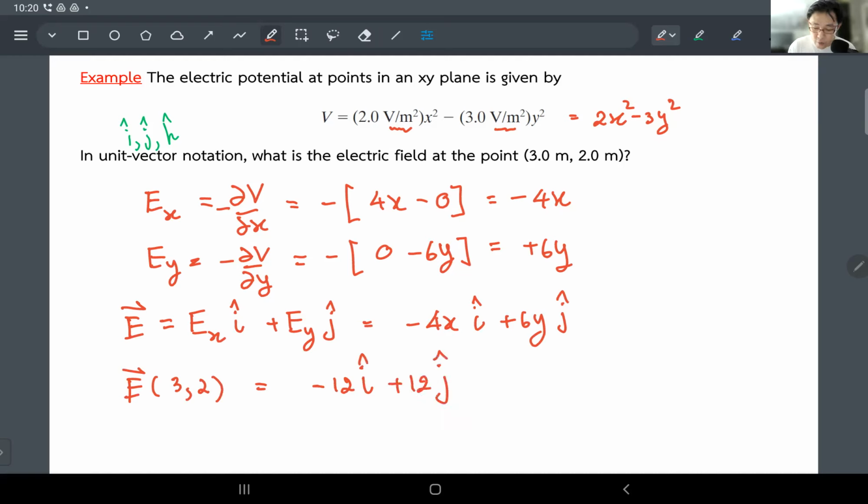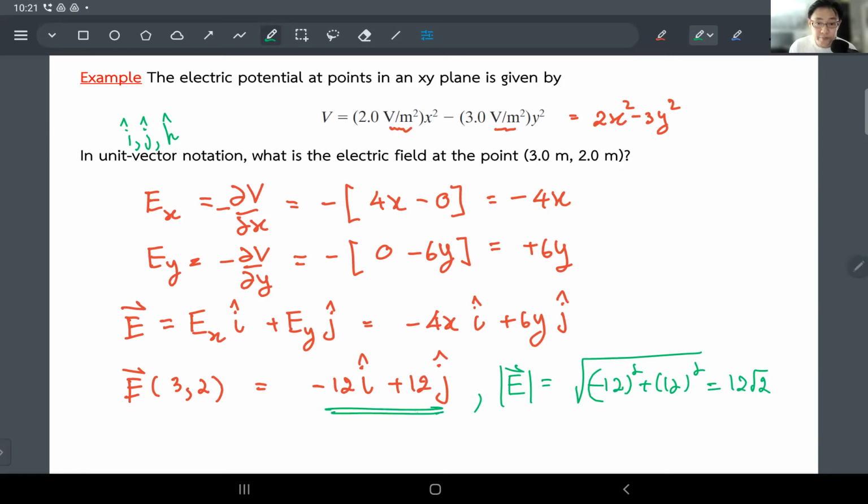And from here, if you want to find the magnitude of this electric field at this point, you just do the square root of negative 12 squared plus 12 squared. So it's just 12 root 2. So that will be the strength, or the magnitude, or the value of the electric field at that point. And you know the direction that it's pointing to. Yeah, cool. And that is it, guys.